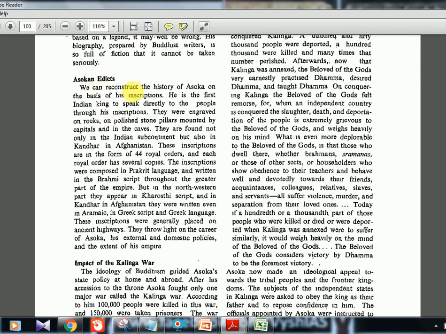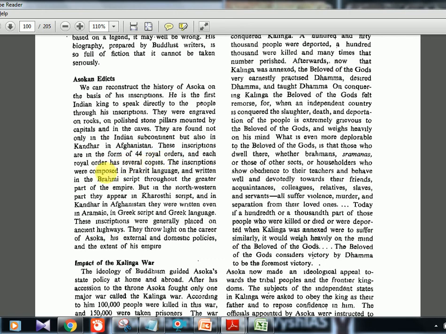We can reconstruct the history of Ashoka on the basis of his inscriptions. Okay, he is the first Indian king to speak directly to the people through his inscriptions. Okay, they were engraved on rocks, on polished stone pillars mounted by capitals, and in the caves. They are found not only in the Indian subcontinent but also in Kandahar in Afghanistan. These inscriptions are in the form of 44 royal orders, and each royal order has several copies.